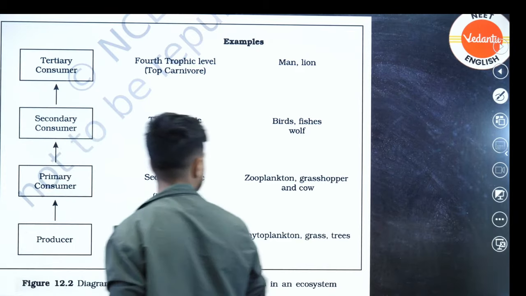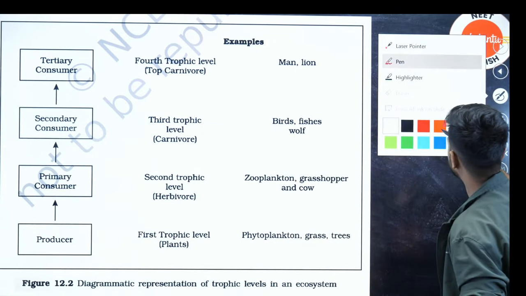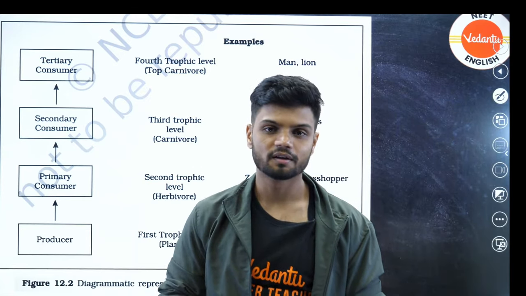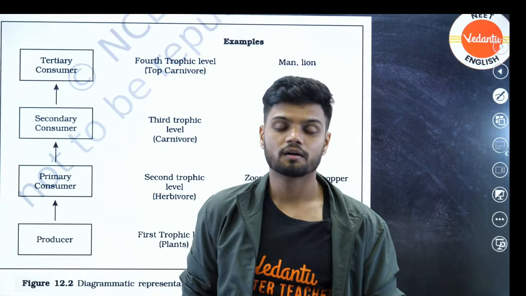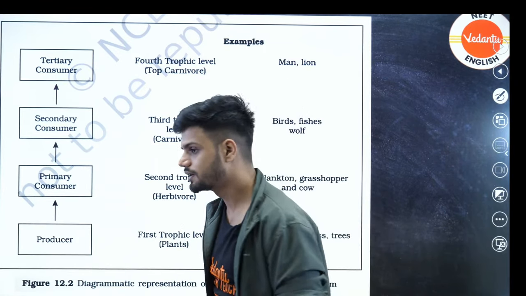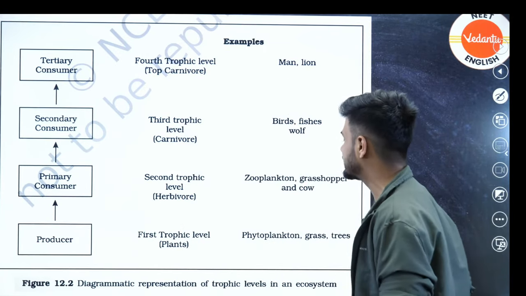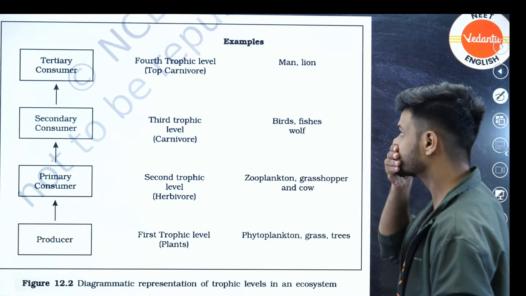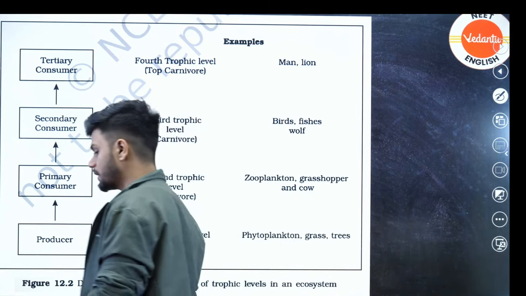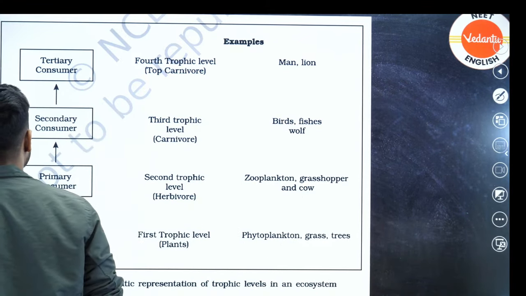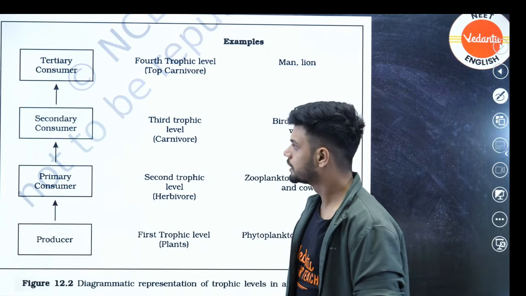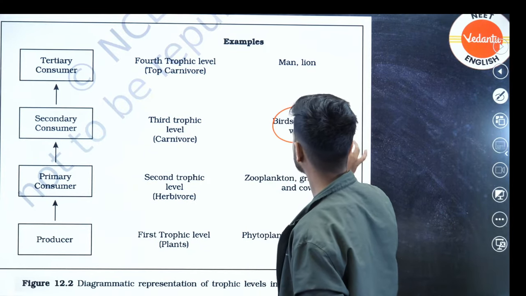Understand this. See here. Now quickly tell me in the chat, where is the primary carnivores here? Tell me fast. Tell me in the chat right now. The primary carnivores is here.